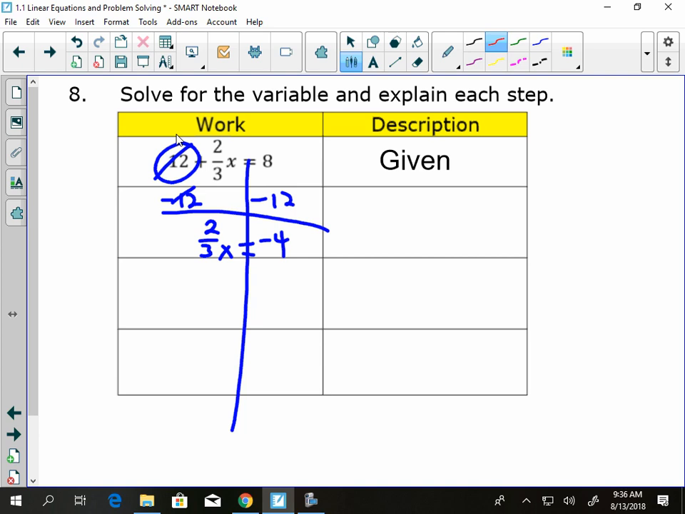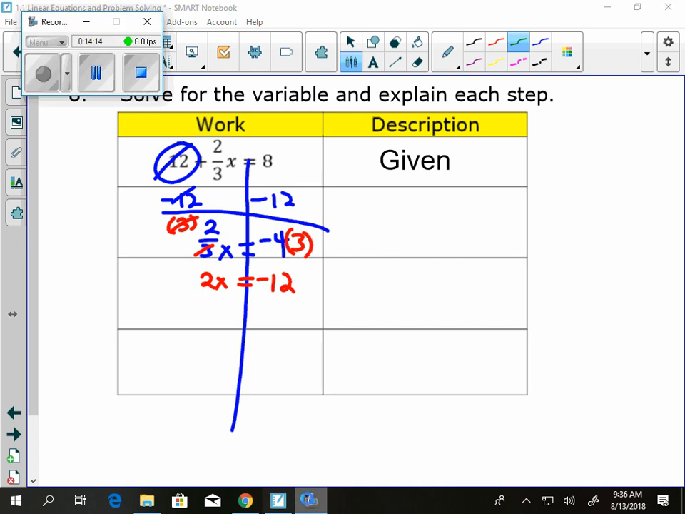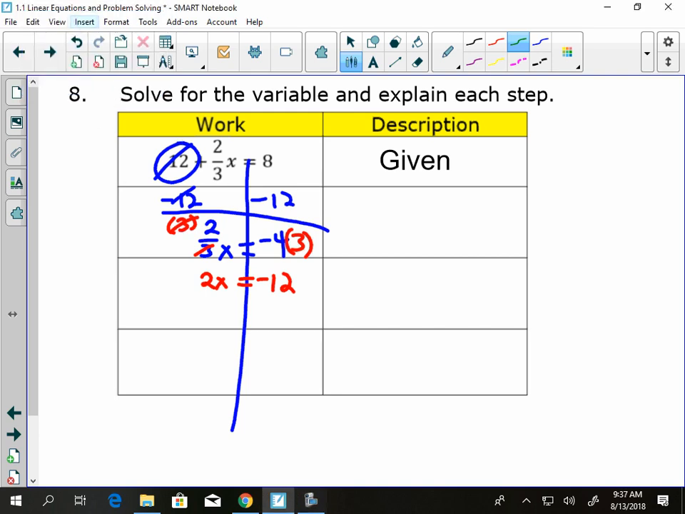Anytime you want to get rid of a fraction, you take the bottom number of your fraction and you multiply both sides by the bottom number. I'm left with 2x equals -12. Now this looks very familiar to me. So now we're going to divide both sides by 2. The 2's cancel. X equals -6.